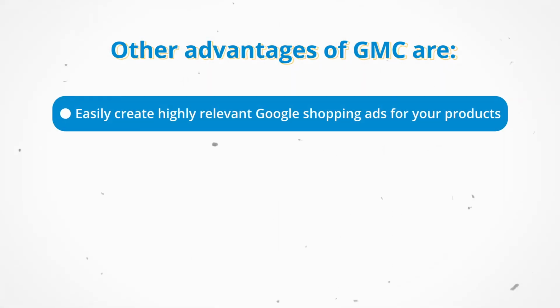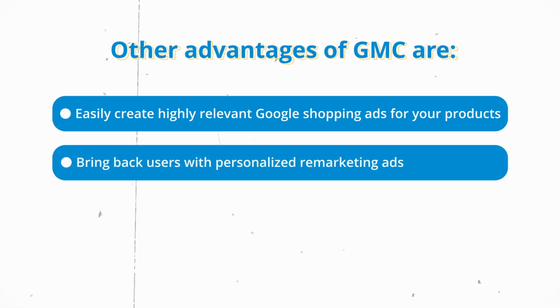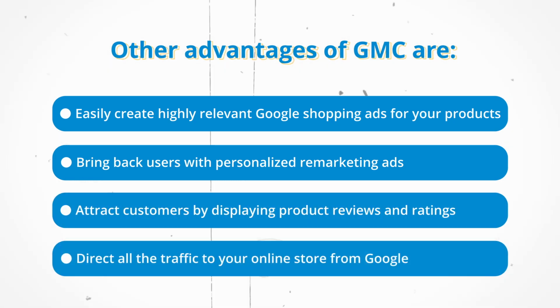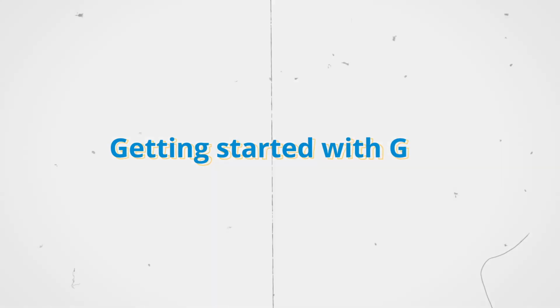Other advantages of GMC are you can easily create highly relevant Google Shopping ads for your products. You can bring back users with personalized remarketing ads. You can attract customers by displaying product reviews and ratings. You can direct all the traffic to your online store from Google. You can also direct customers to your local stores, if any. By integrating Google Merchant Center with your online store, when you change the product details or pricing, it will automatically reflect across Google.